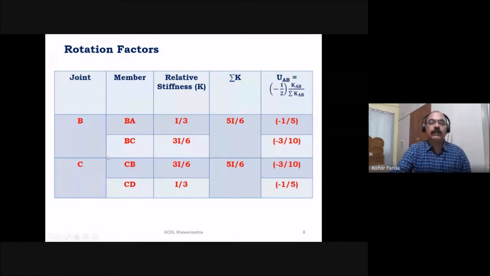Similarly, find out UCB. UCB is equal to minus half KCB divided by KC. So this is KCB and this is KC. UCB is equal to minus half into 3I by 6 divided by 5I by 6. So this is equal to minus 3 by 10. Similarly, find out UCD. UCD is equal to minus half into KCD divided by KC. So UCD is equal to minus half into I by 3 divided by 5I by 6. This is equal to minus 1 by 5. So these are the rotation factors that you got for BA, BC, CB and CD.